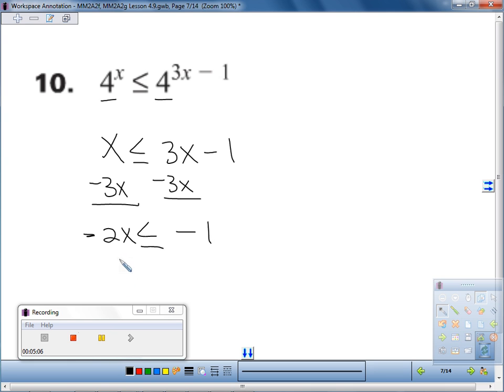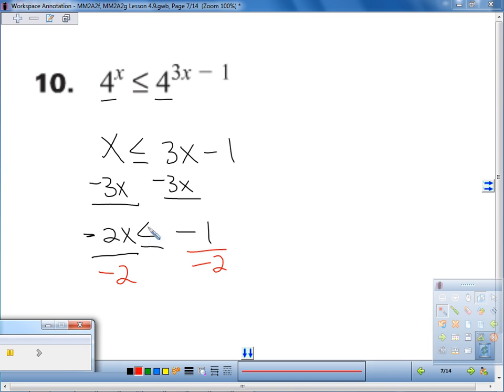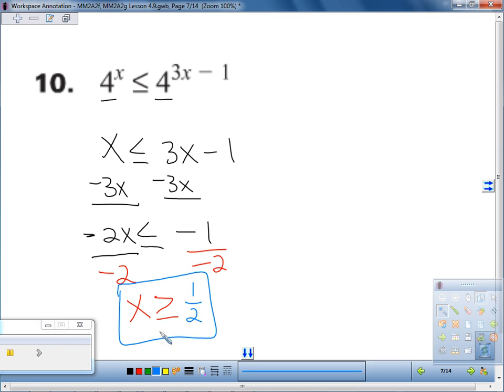Now this is where you have to be careful. I'm going to divide by -2. So that -2 is moving across the inequality. When I do that, the inequality has to reverse. So I end up with x is going to be greater than or equal to -1 divided by -2, and I'm going to write that as a fraction, but they're both negative, so it ends up being positive 1/2. So x is greater than or equal to 1/2.